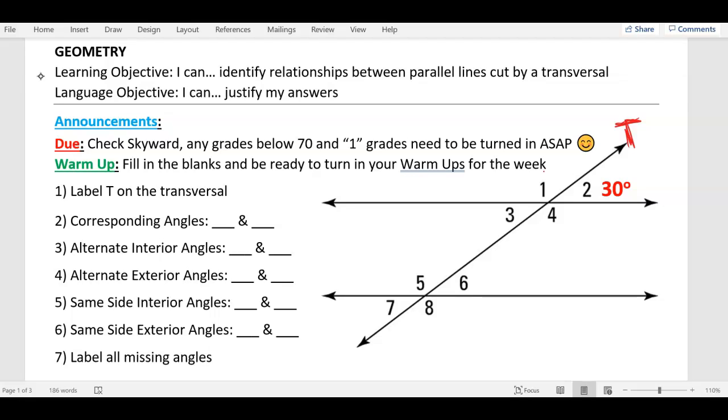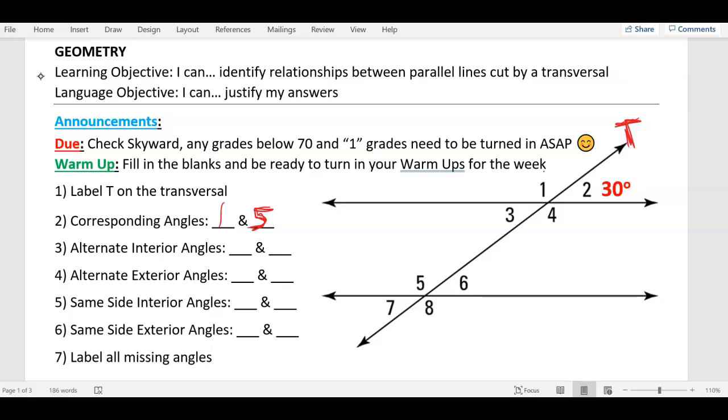So angle 1 is in the top left and angle 5 is in the top left. They're in the same position, just shifted down the transversal, okay? Now, alternate interiors. Everyone with me now. Alternate means on different sides of the transversal, left or right, okay? Interior means between the two parallel lines, inside.